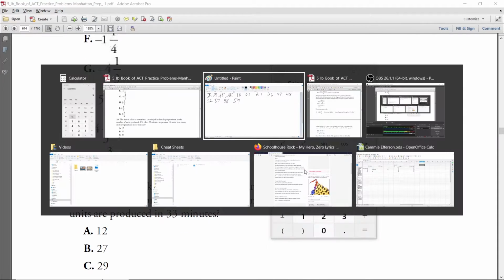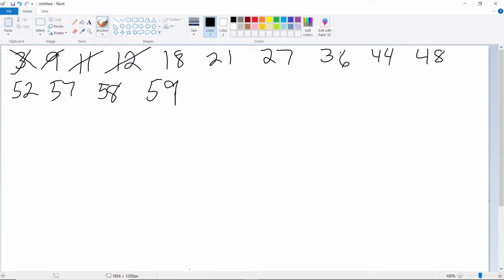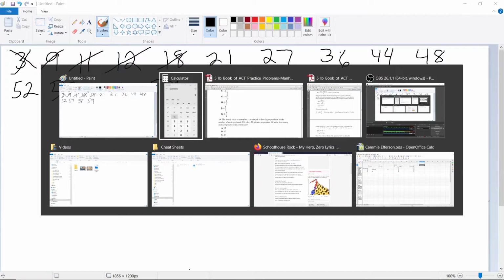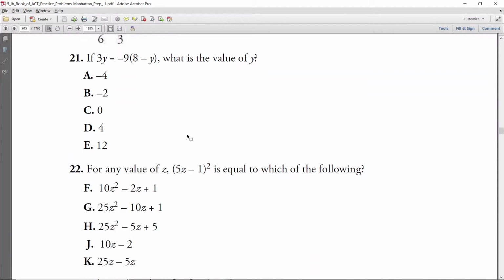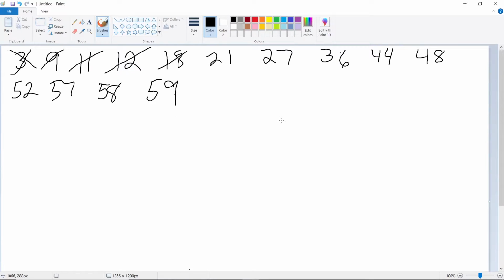All right, the next one we have is 21. I just wanted to verify it. I can never trust my lying eyes. 3y equals negative 9 times 8 minus y.